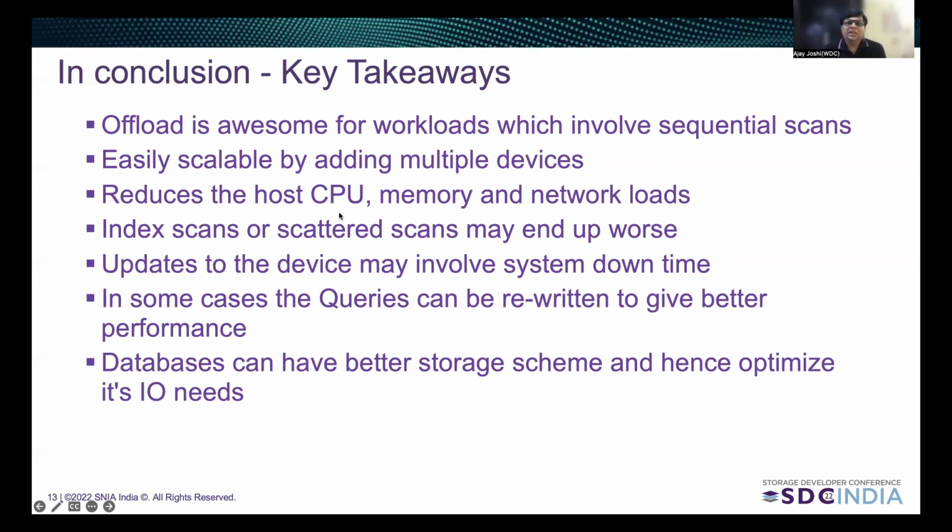When you look at index scans or scattered scans, they may end up worse compared to what you do on the host. We may end up with a very bad result when we do it in the offload case. Subsequent scans may be much faster on a host compared to the offload device, because there is no caching mechanism in an offload device. We can have a caching mechanism in host-based scans, but it may not be possible here.